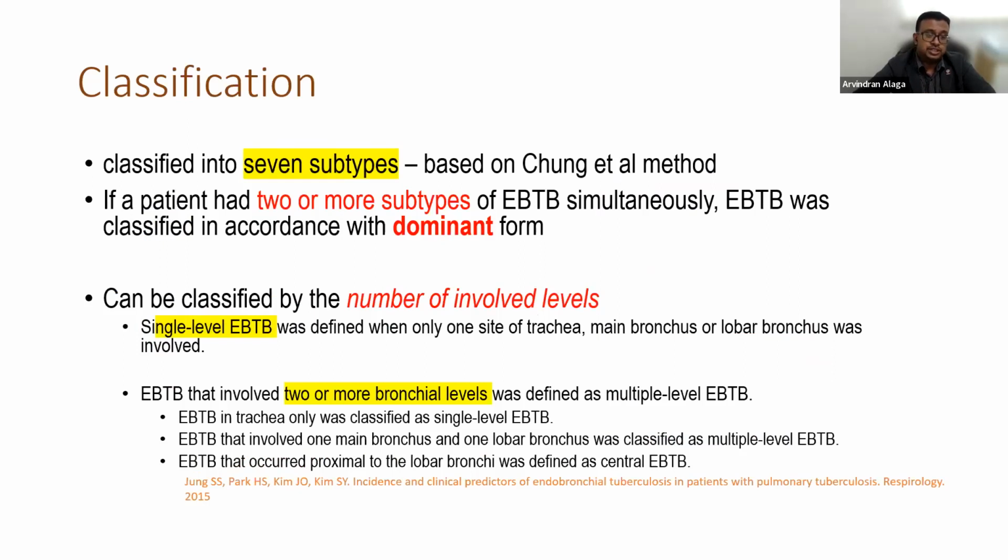Single level endobronchial tuberculosis is defined when only one site of the airway is involved, either the trachea, one of the main bronchi, or a lobar bronchus. If it involves 2 or more bronchial levels, it is defined as multiple level endobronchial tuberculosis, like one main bronchus and one lobar bronchus, or trachea and lobar bronchus together. Usually it occurs proximal to the lobar bronchi, and we call it central endobronchial tuberculosis. So this is broadly how we classify it based on the number of involved levels.